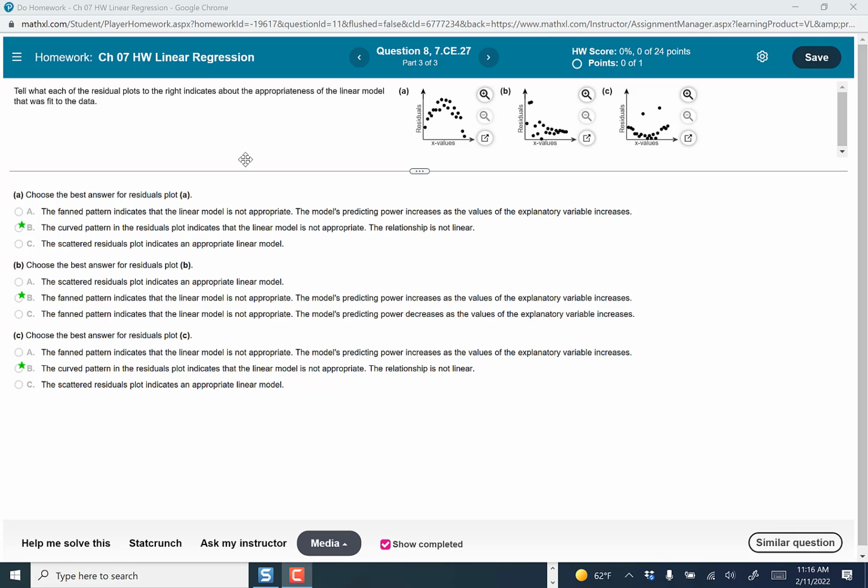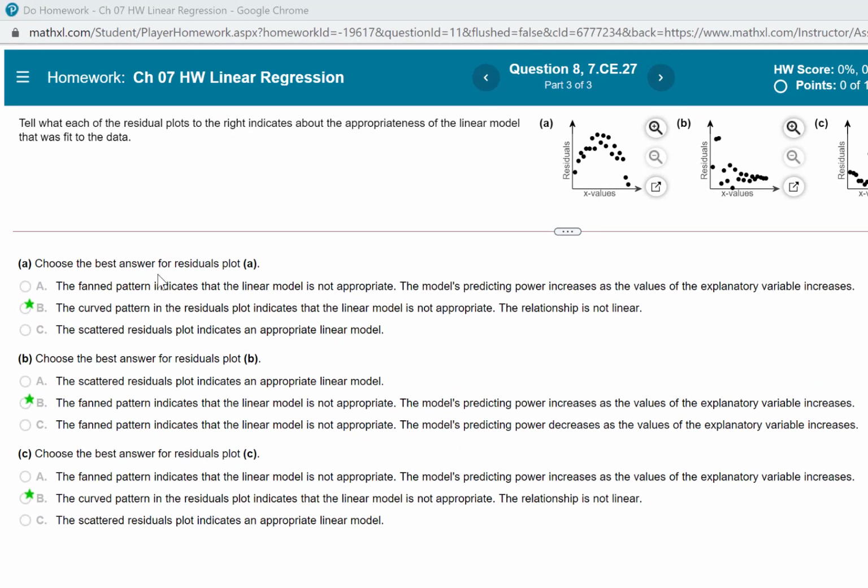Okay, tell what each of the residual plots to the right indicate about the appropriateness of the linear model that was fit to the data. Choose the best answer. So for this one, choose the best answer for plot A. So A, there's definitely a bend here, so the linear model is not appropriate because we have this major bend or curve. So not a fan, it's a curve. So it would be B.